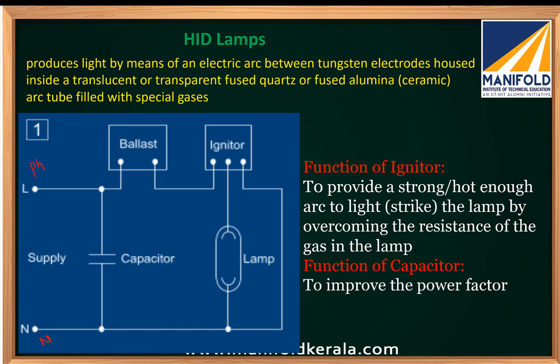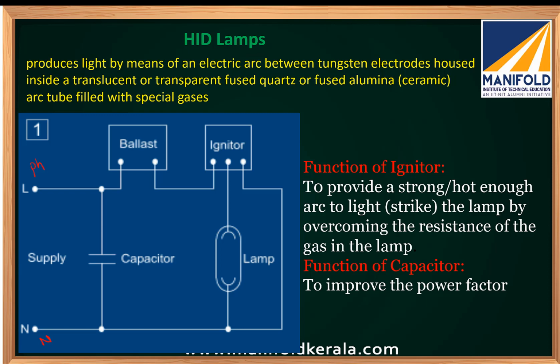So the phase goes through the ballast, and from the ballast, if an igniter is present in the lamp, to the igniter. One connection of the igniter will go to the lamp and the other end will go to the other end of the lamp, and the capacitor is connected between the phase and neutral to improve the power factor.